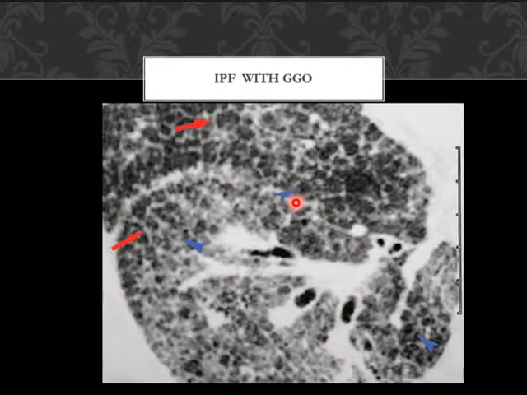This is a magnified view of a secondary pulmonary lobule. This is the secondary pulmonary lobule. This is the thickened interlobular septum. This is irregular, and these are inside the lobulus, and these are the intralobular lines. This is a case of interstitial pulmonary fibrosis.